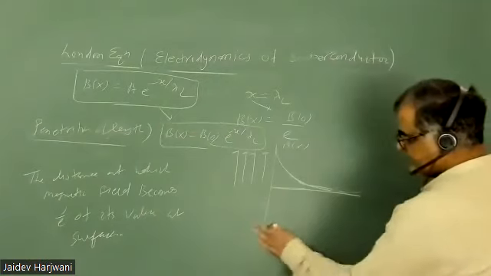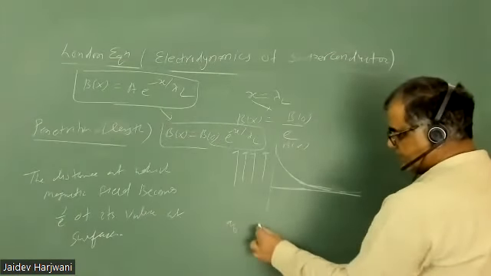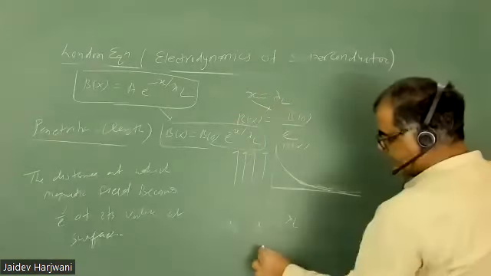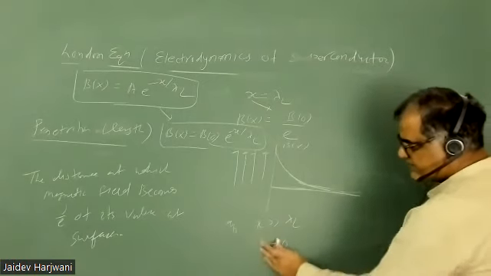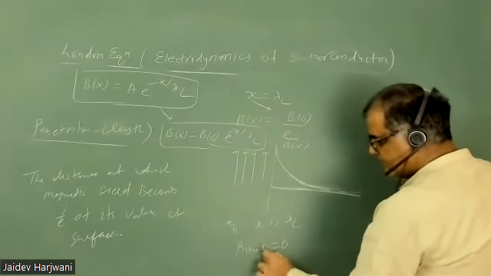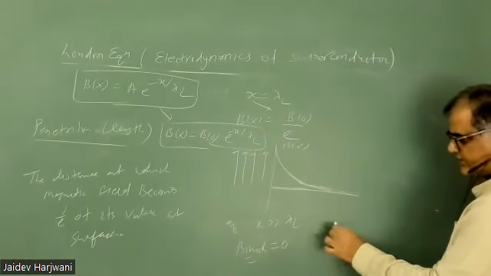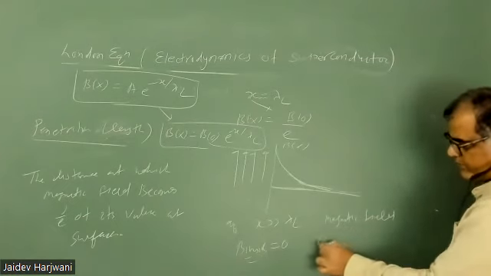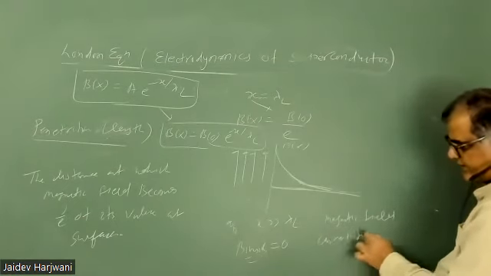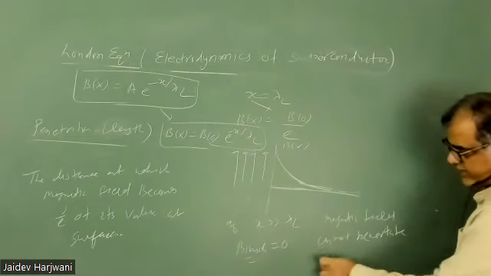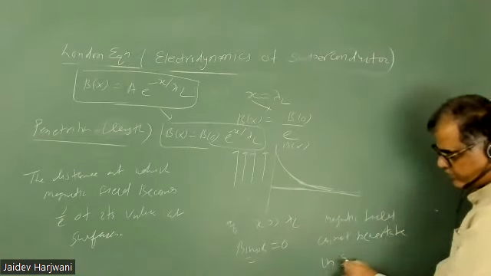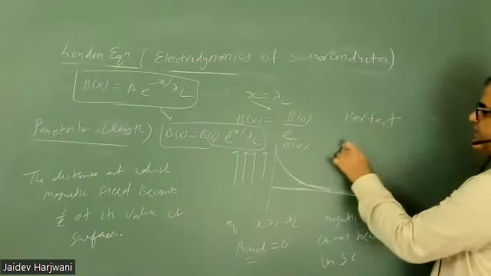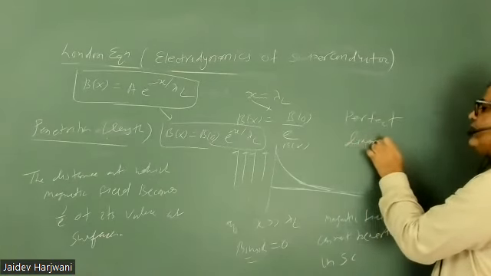That means if x is greater than λL, in this equation B inside will become 0. That is, the magnetic field cannot penetrate in a superconductor, because of the superconductor's electrons. That is perfect diamagnetism. That is called perfect diamagnetism.